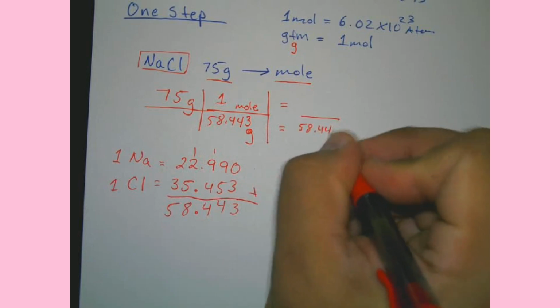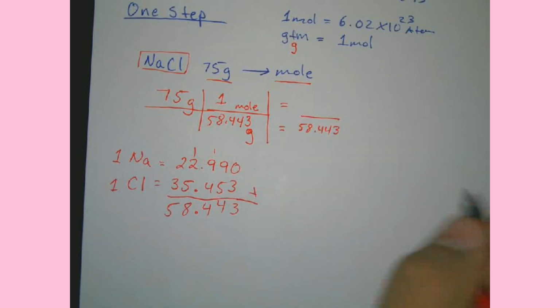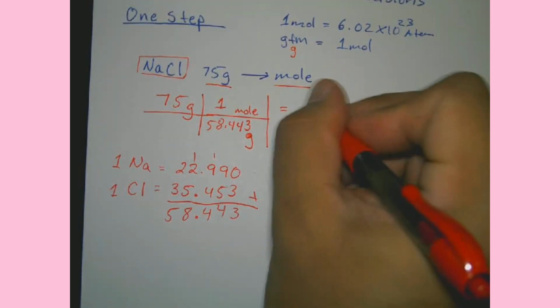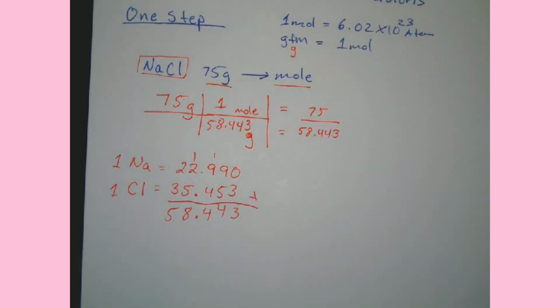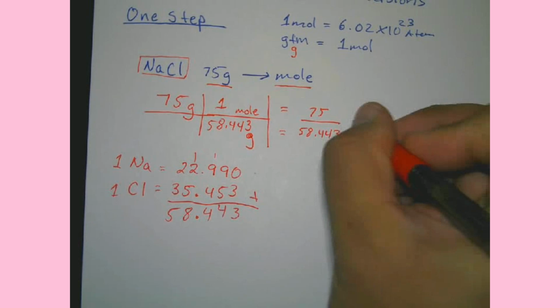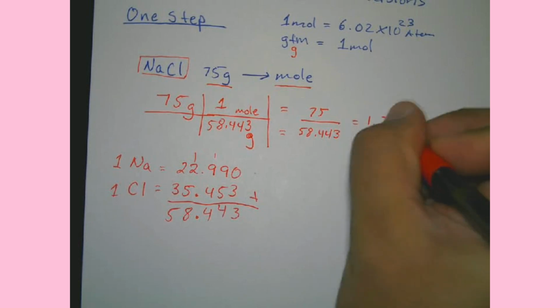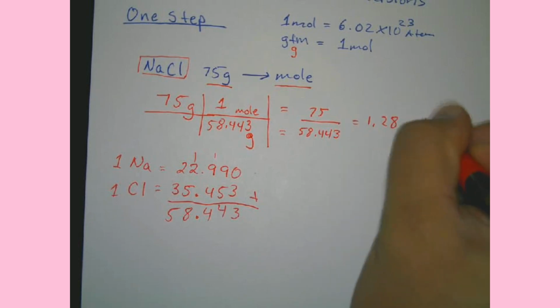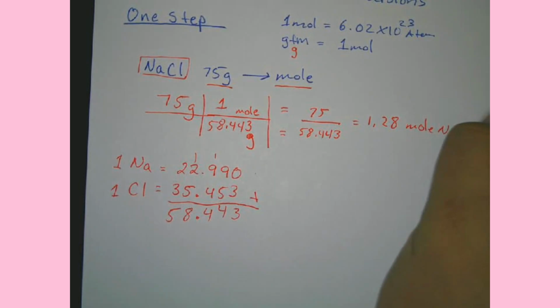58.443. Good. Now, 75. What's 75 times 1? Well, 75 times 1 is 75, right? So now I can divide last. So I'm going to go 75 divided by 58.443, and that's going to give me equals 1.28 moles of NaCl.